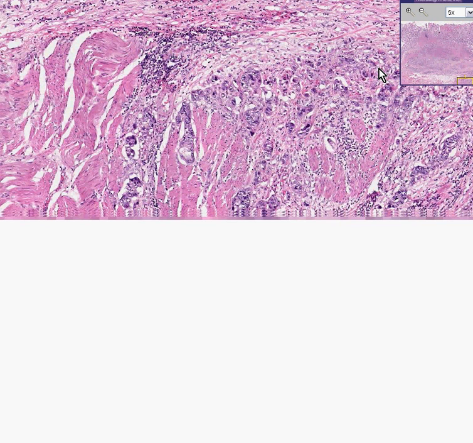However, I wouldn't be surprised, in a case that looks as poorly differentiated as this, as large as this, and as widely invasive as this, if it was already metastatic at the time of diagnosis.